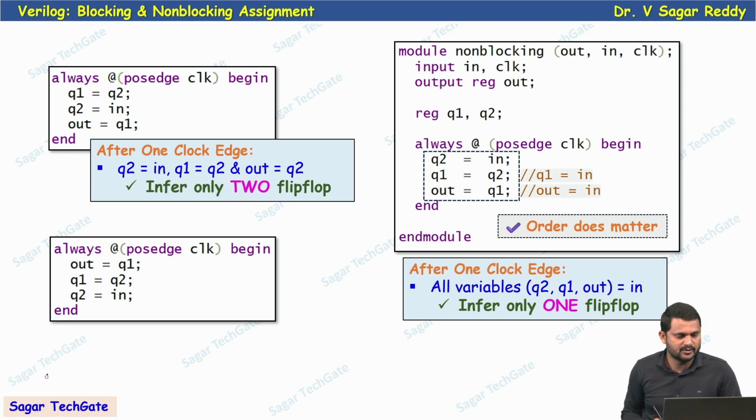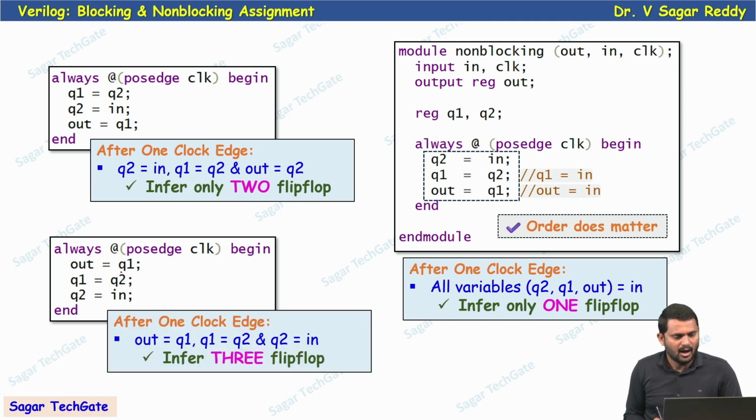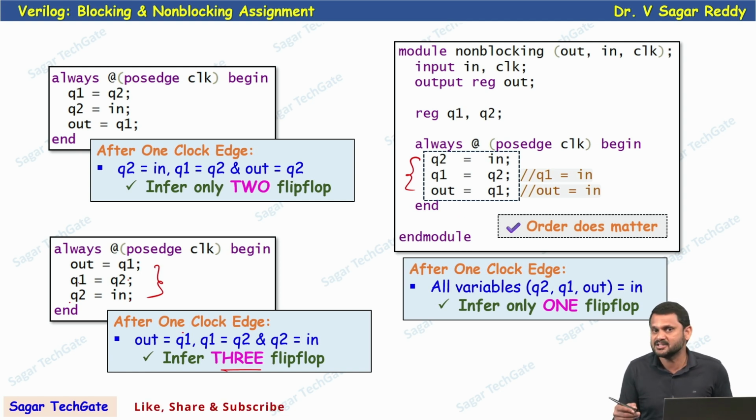I hope you understood. Now see here in this case, out is equal to Q1, whereas the Q1 is equal to Q2, Q2 is equal to in. Clear? So out is equal to Q1, whereas the Q1 is Q2, Q2 is the in. So we have 3 different values. We are holding 3 different values. Out, Q1, Q2 hold different values. So how many flip-flop here? We required 3 flip-flops. Understood? If we change the order of blocking statement in the procedure block, we'll get a different output. The synthesis tool will give a different netlist.